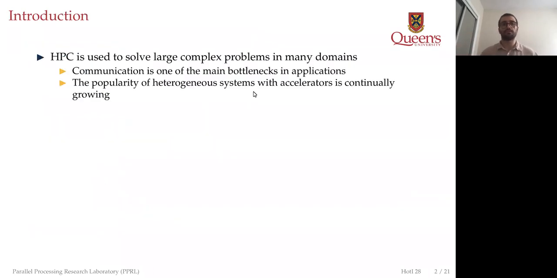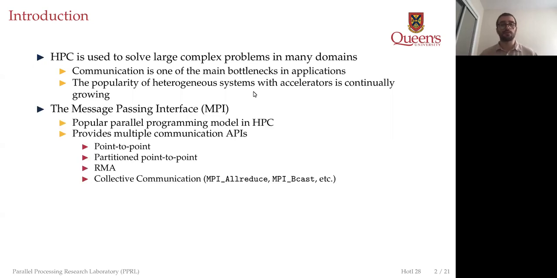So HPC is used to solve large complex problems in many domains. And on these HPC clusters, communication is one of the major bottlenecks. As the popularity of heterogeneous systems grows, making sure that communication is optimized for accelerators such as GPUs is incredibly important for the new workloads that we see. MPI is one of the most popular parallel programming models used on HPC clusters. And MPI provides a few different communication APIs: point-to-point, partitioned point-to-point, RMA, and collective communication.